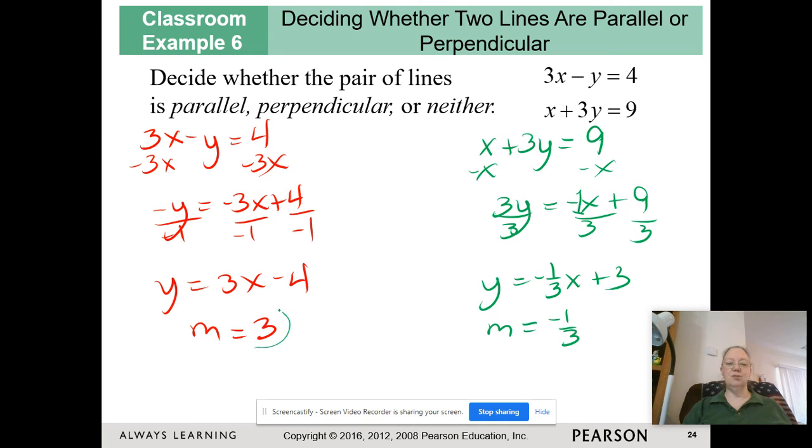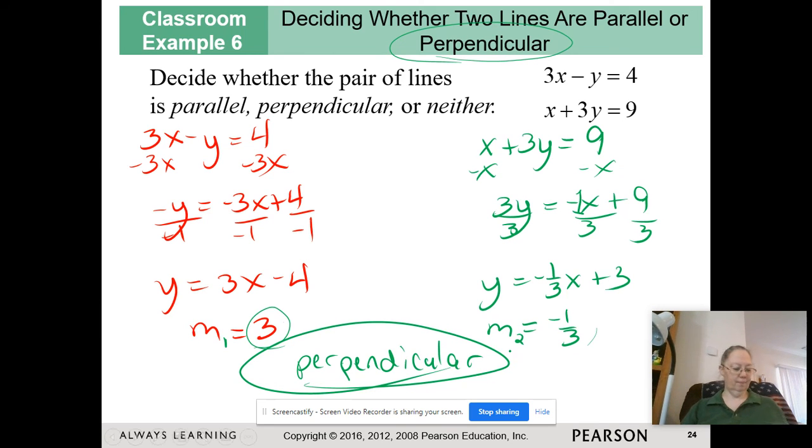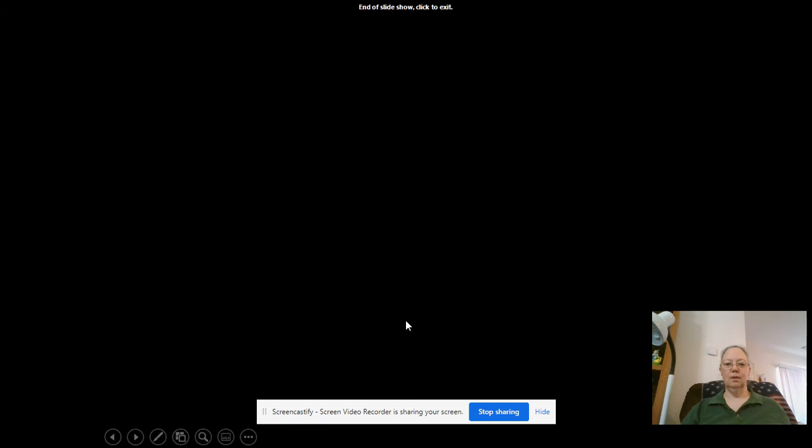So if I compare these two numbers, this is my first slope and this is my second slope. This has a slope of 3 and this has a slope that is a negative reciprocal of my original, which tells me that my two lines are perpendicular. And there you go. That is section 3.3, slope.